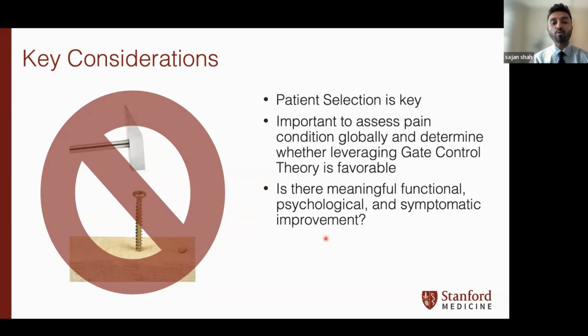assess the pain condition globally and determine whether using the gate control theory is favorable. For example, is a patient likely to benefit from a procedure or intervention? Does optimization of the patient need to occur before? For example, if they have diabetes, high blood pressure, or other issues, do we need to control those first before we go and do these procedures to affect the gate control theory? We also need to measure whether these techniques offer functional, psychological, and/or symptomatic improvement.